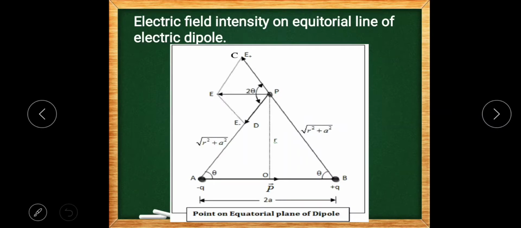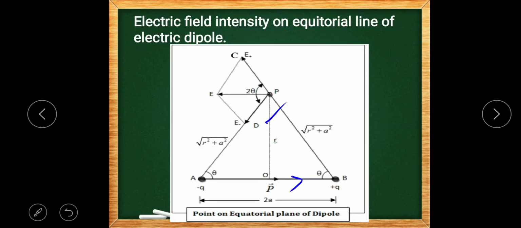Next, consider case 2: electric field intensity on the equatorial line of an electric dipole. Here the equatorial line means a line perpendicular to the axis of the dipole, or the equatorial plane means the plane perpendicular to the dipole axis. Here the equatorial line is represented by OP. So the line OP is perpendicular to the dipole axis.